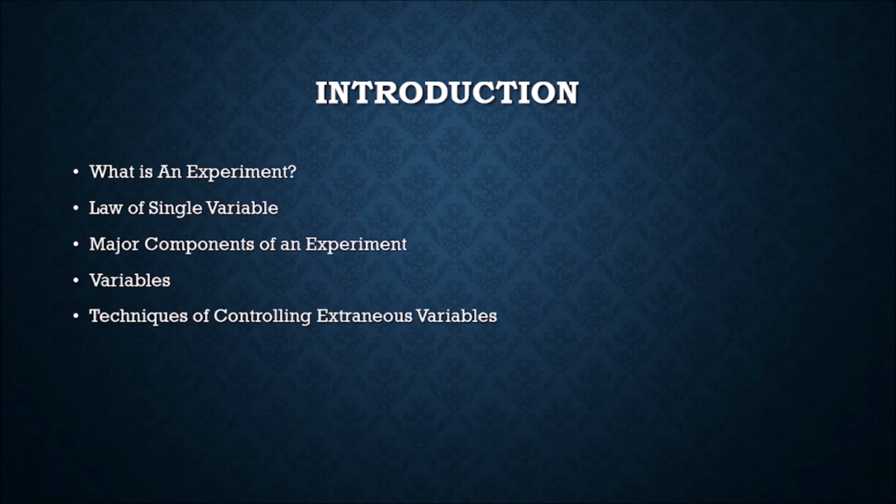Number 1 is removing the variable. Number 2 is randomization. Number 3 is matching cases. Number 4 is balancing cases. Number 5 is analysis of covariance.